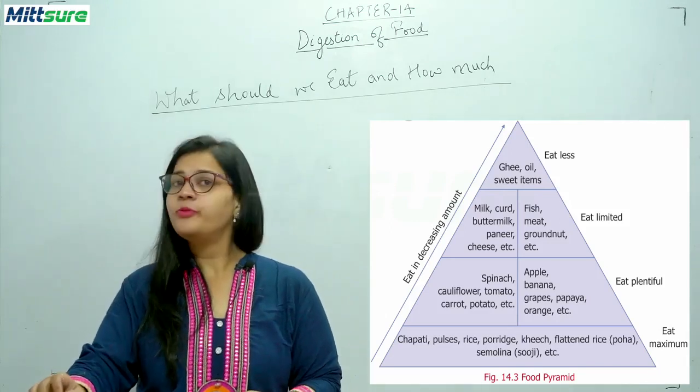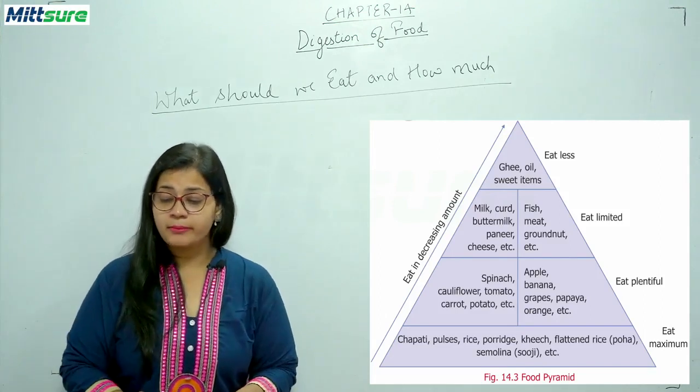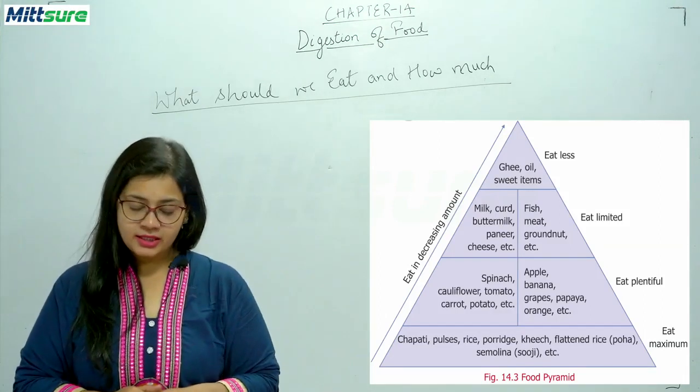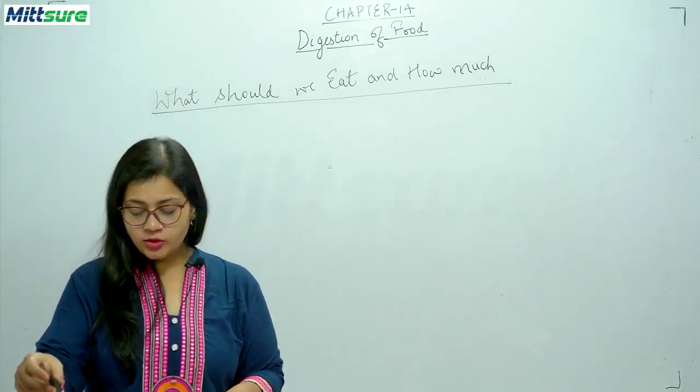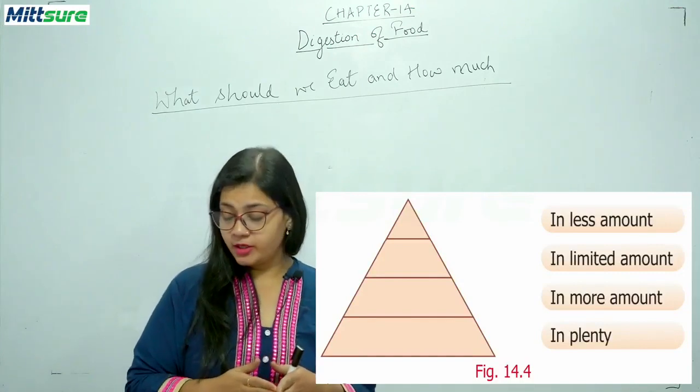Now this is the food pyramid that we have discussed. So you can see the food pyramid and all the things that we have discussed here. Now students, there is an empty food pyramid given in your book.